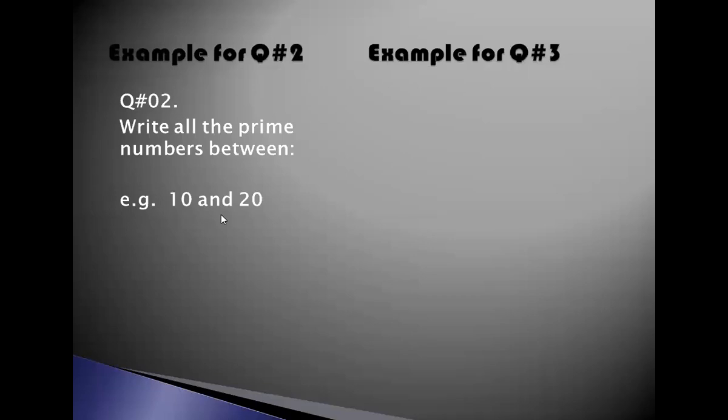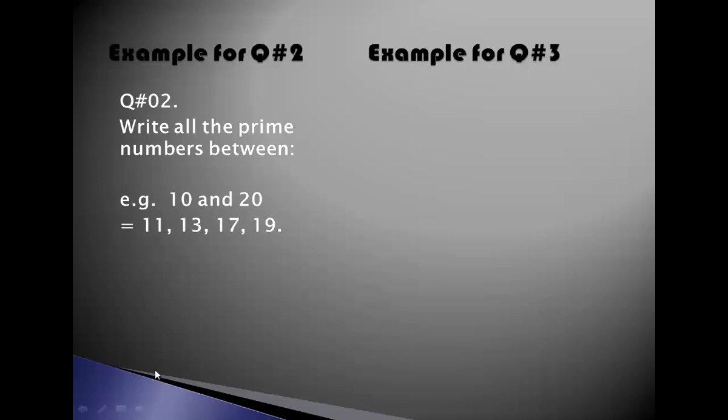Okay, 11, 13. Very good, Aban. No, Shanti Kumari, 15 is not the right answer because you can divide 15 by 3 as well as 5. So 15 is a composite number. Here is the answer: 11, 13, 17 and 19. You will not write 15 here because 15 can be divided by 3 and 5 as well.